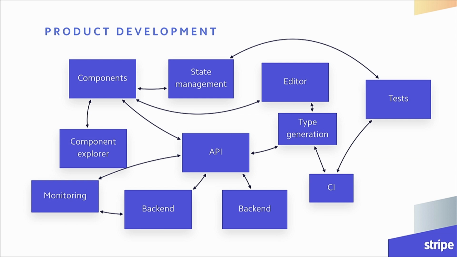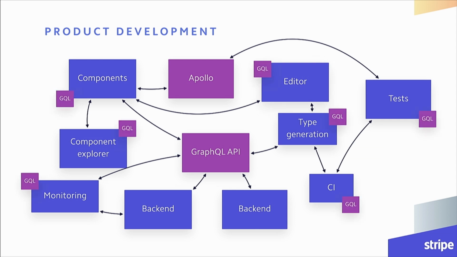So what we've done at Stripe is we've replaced these middle two bits with Apollo CodeGen and GraphQL API. And the best thing about this is that all these components here can now talk to one another using the same format and the same data, which in this case is GraphQL. So all these things know how to talk to each other and share the data.